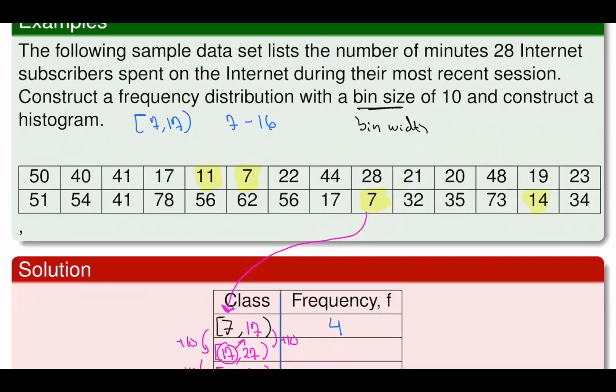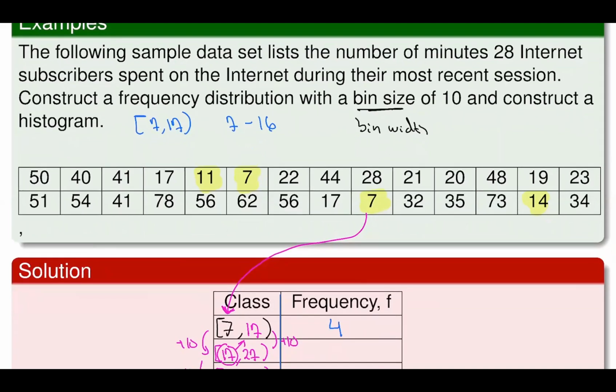So let's do the second one. The second one is 17 to 27. So let's do that in a different highlight. We'll do orange. So we get the 17, 22, 21, 20, 19, 23, 17, and then that's pretty much it. I don't think I missed any. So now I'm going to count all of the numbers I highlighted in orange. How many do I have? 7. They put 7 right here.